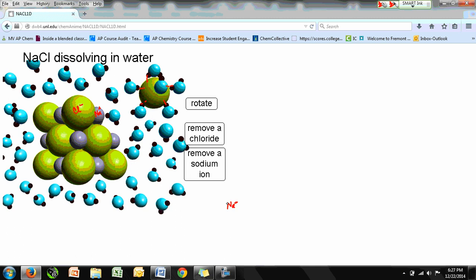Similarly, when a sodium ion is pulled apart, now the negative end of the water molecules attract the sodium ions and the hydrogen end faces on the other side. These attractions are called ion-dipole interactions.